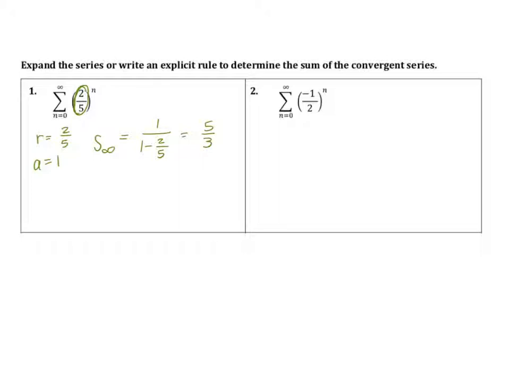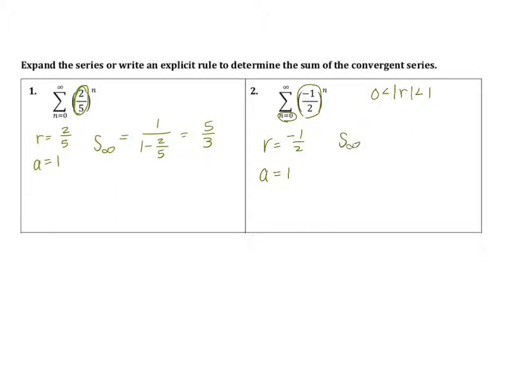For number 2, again, very similar, same idea. We see that our ratio here is going to be -1/2. And again, that's going to work because remember the absolute value of r had to be bounded between 0 and 1, and -1/2 would fit that. So we do need our first term, and again we're plugging in 0, so that's going to generate a 1.